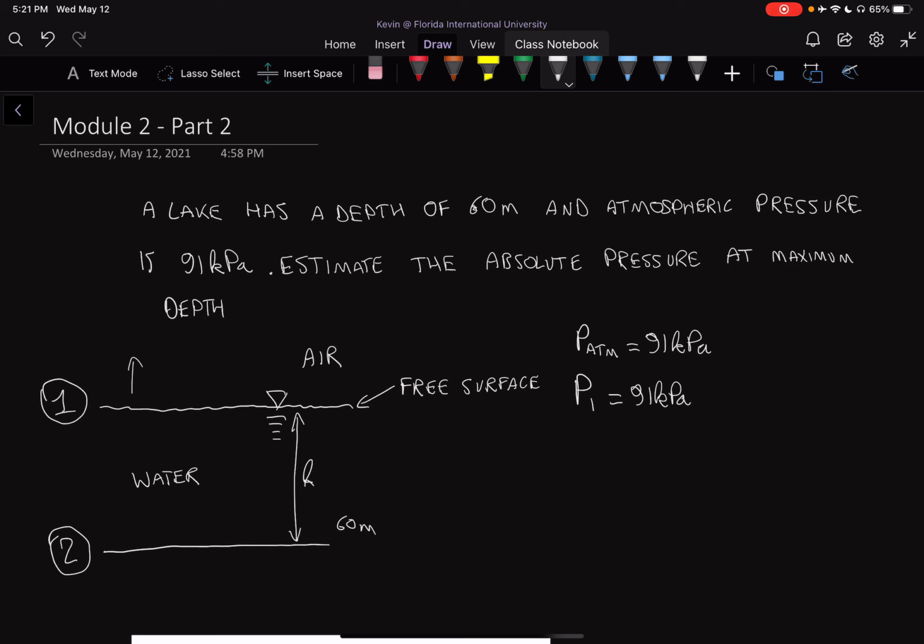And we can go even a little bit further and say that the free surface is where z is equal to 0. Okay, remember we always say z is positive in the upwards direction, so negative z would be the direction of gravity. So we can say that gravity is essentially going in this direction. There's gravity acting upon the water and the air as well. So with this information, what we're trying to find is pressure 2. Okay, so we're trying to find pressure 2. That's our goal. That's the absolute pressure at maximum depth.